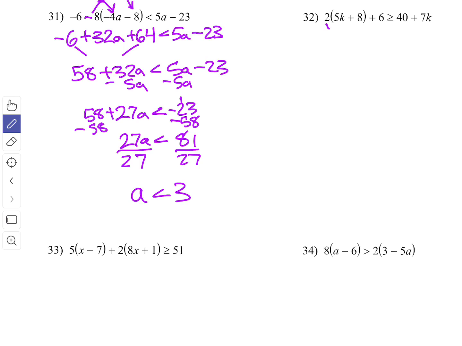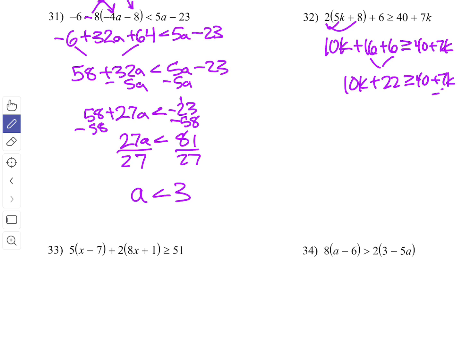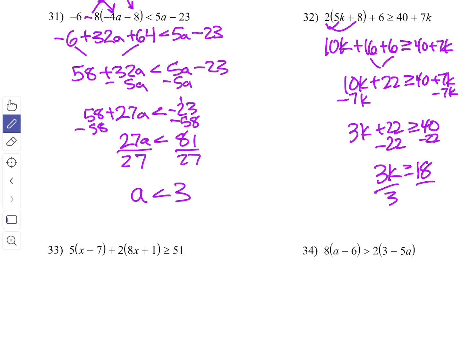Okay, number 32. 2 times 5 is 10k. 2 times 8, 16 plus 6, greater than or equal to 40 plus 7k. Combine some like terms. 16 plus 6 would be 22. Subtract a 7k from both sides. Gives us a 3k plus 22 is greater than or equal to 40. Subtract 22. We get 3k is greater than or equal to 18, right? Divide by 3, and k would be greater than or equal to 6. Alright.